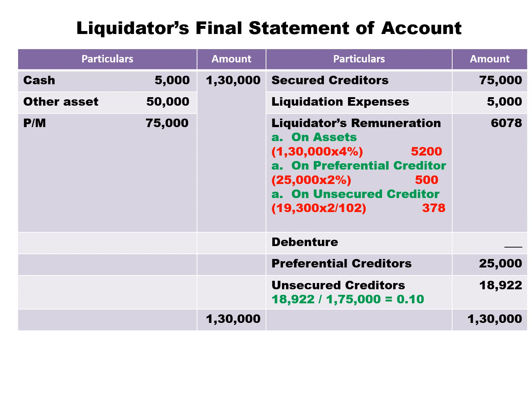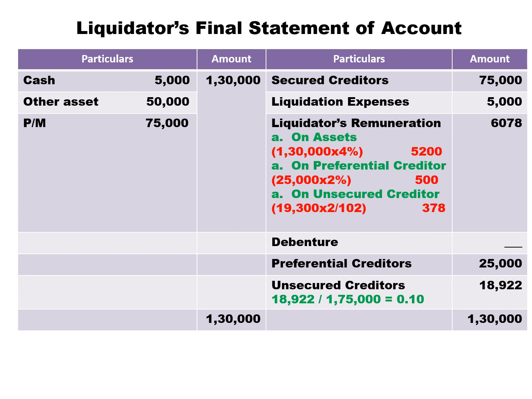So this is the answer for the above question. Cash 5,000, other assets 50,000, plant and machinery realized 75,000, total assets realized 1,30,000. Payment side: secured creditors 75,000, liquidation expenses 5,000.